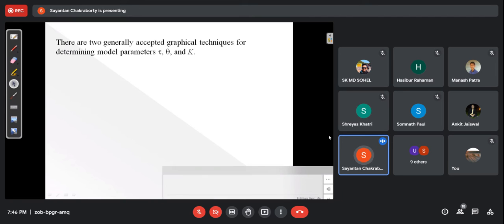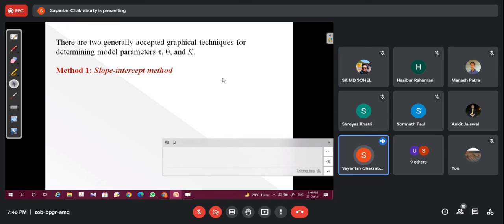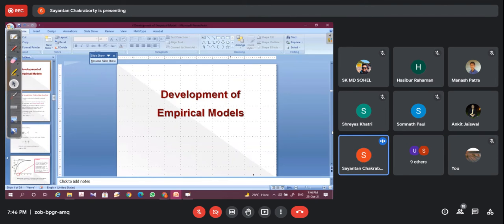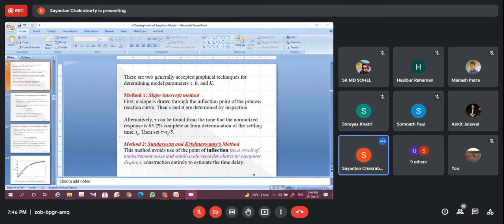So what are the parameters that you need to calculate? You need to calculate tau, theta, and K. Okay, so there are different methods of obtaining this. Let me move over to the drawing board.